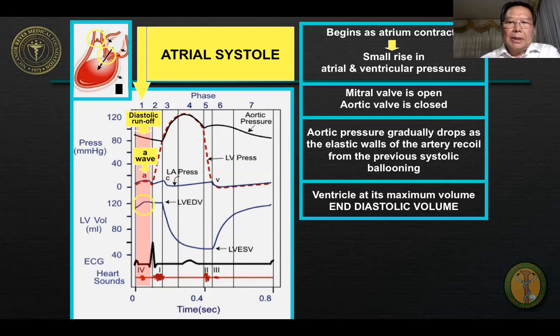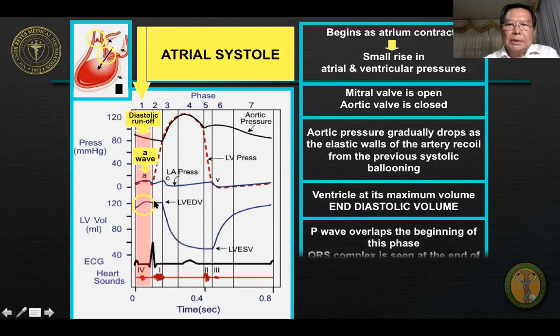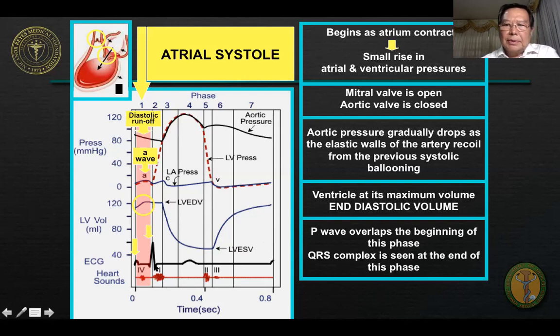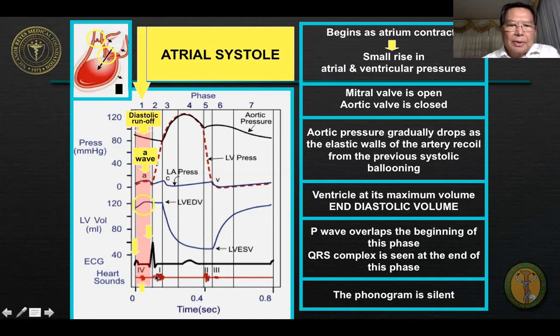And the ventricle is at maximum volume, and this is your end diastolic volume over here, right? Take note that this is your LV volume curve, right? So again, the ECG over here overlaps the beginning of this phase. And at the latter part, you see the QRS complex, which heralds the next systole, right? And the phonocardiogram is somehow silent, right?